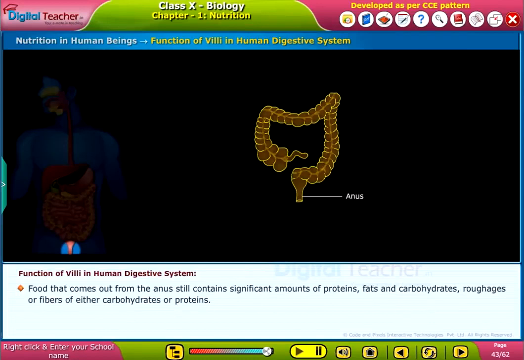Food that comes out from the anus still contains significant amounts of proteins, fats, and carbohydrates, roughages or fibers of either carbohydrates or proteins.